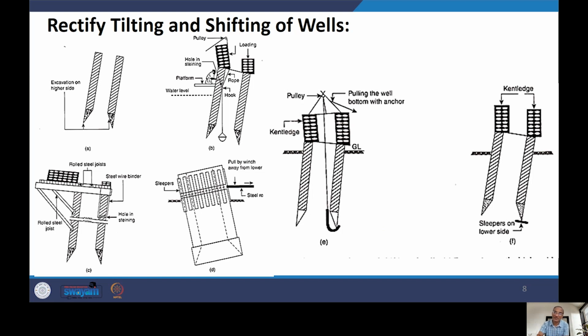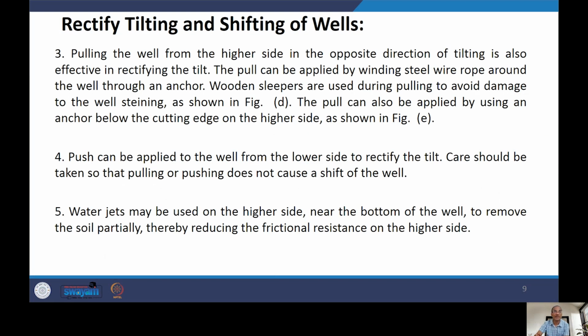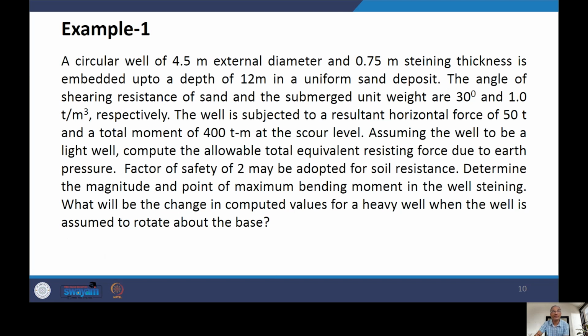Then sometimes netlays are used. Netlays are basically a group of sandbags and other things. So they are used on the top of this valve, and then it can be corrected. So this is about tilting and shifting of valves. Now let's discuss some numerical examples on valve foundations.